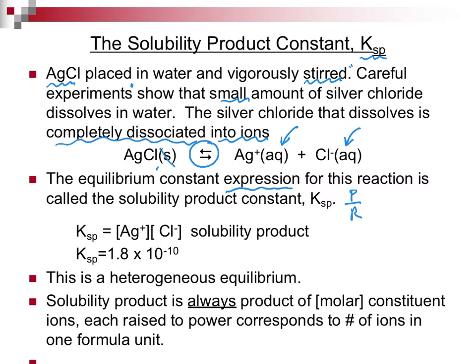In terms of the reactants, we never put solids into the equilibrium expression. When people measured this, they found a number, 10 to the minus 10. That is much, much less than 1. That means our eye isn't really going to be able to see those ions in solution, but they are there. Note this is a heterogeneous equilibrium because we have both solids and aqueous, and the Ksp is always, always, always the product of the molar constituent ions. And just like it was in the past, they're raised to a power that corresponds to the number of ions in one formula unit.